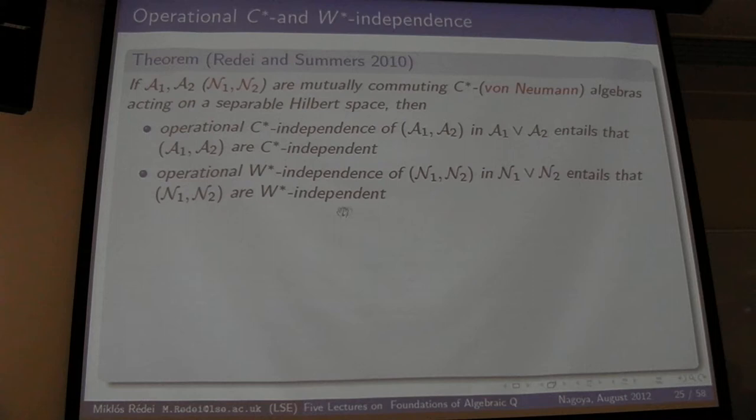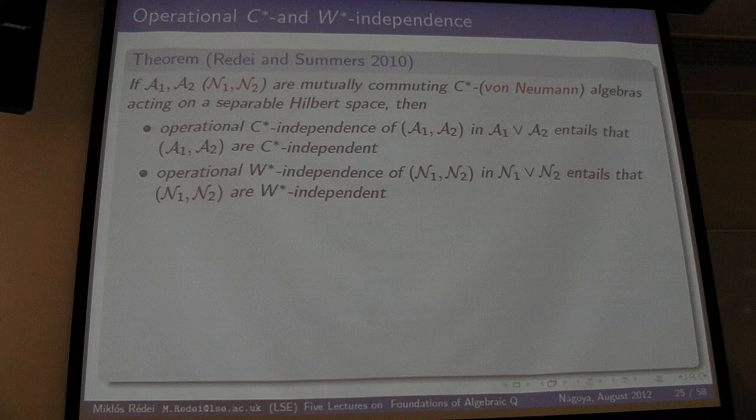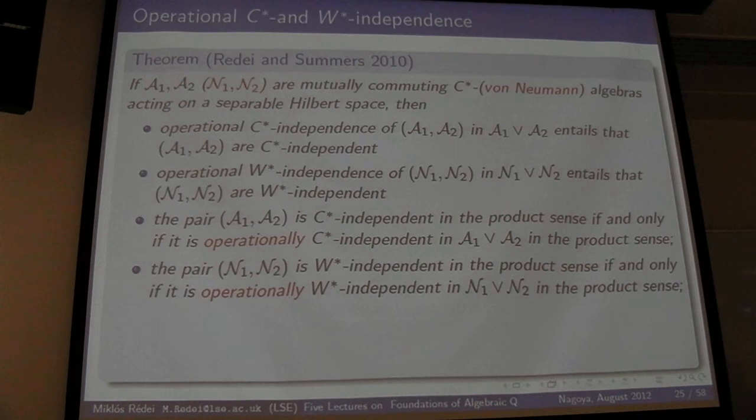So operational independence in the C-star and W-star sense entails C-star and W-star independence. The next observation or proposition is that this pair of C-star algebras are C-star independent in the product sense if and only if they are operationally C-star independent in the product sense. And the same holds for the W-star version of this.